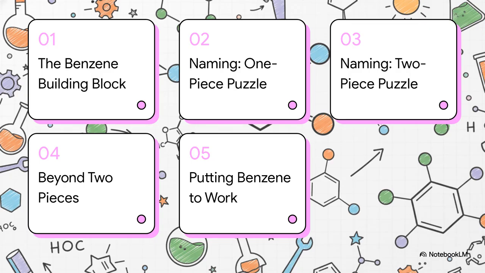So here's our blueprint for today. We're going to start with the foundation, the benzene building block itself. Then we'll figure out how to name our creation when we add just one piece and then a second piece. After that, we'll see what happens when things get a little more crowded. And finally, we'll look at how to actually put our new molecule to work. It's a nice, logical build, one step at a time.